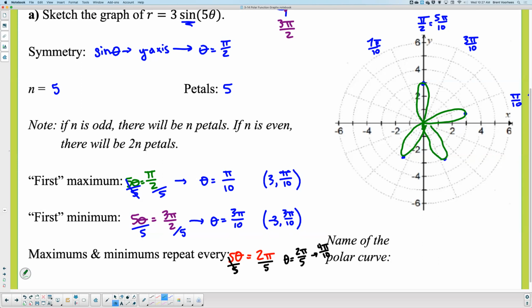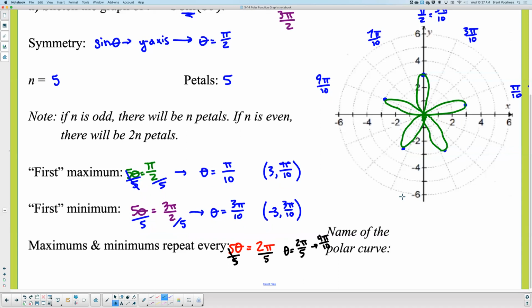So I have that loop, and I have one more that I'm going to include on. 9 pi over 10. Will this technically be a maximum or a minimum? It went max, min, max, min, max. So over at 3, positive 3, you have a maximum. A maximum here. And we get what we call a rose.